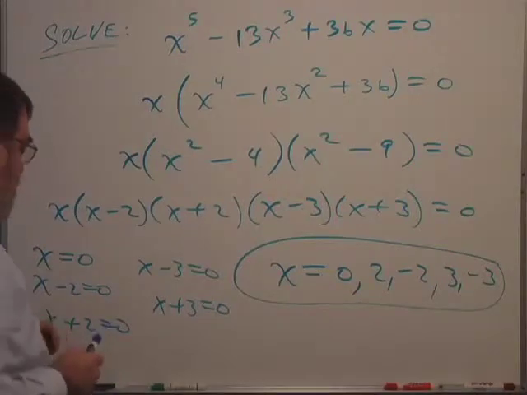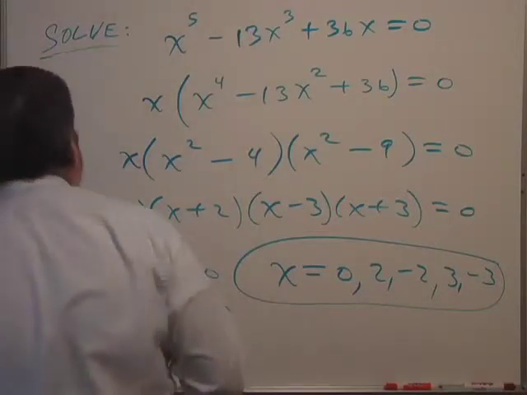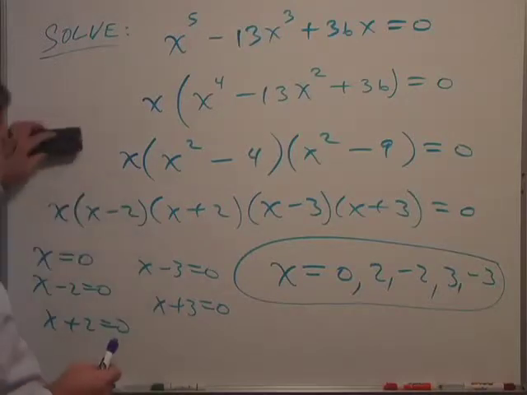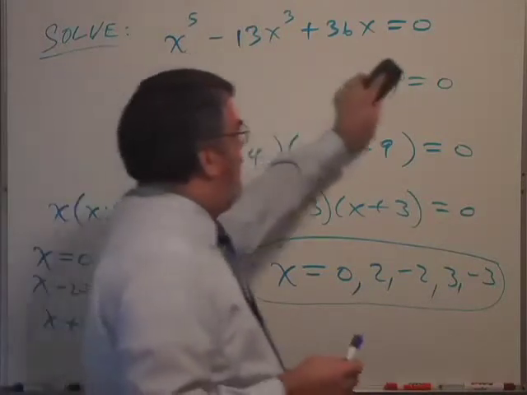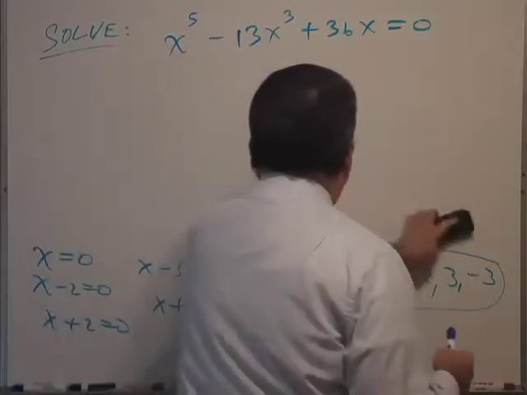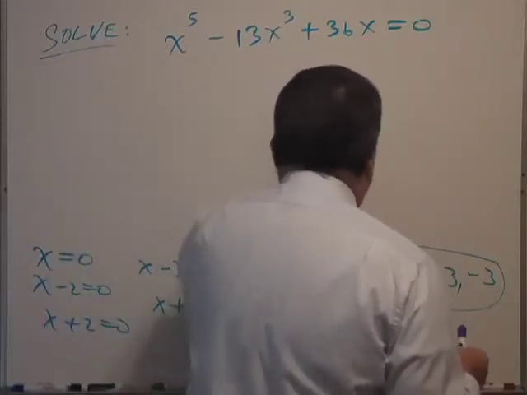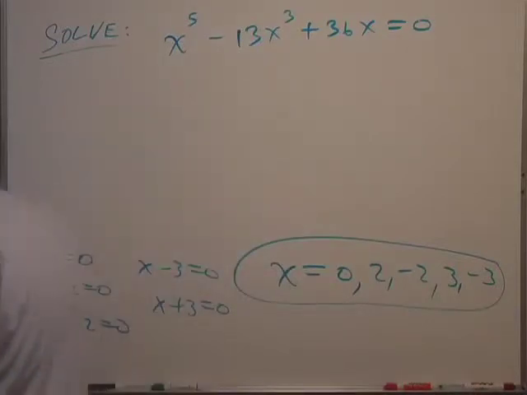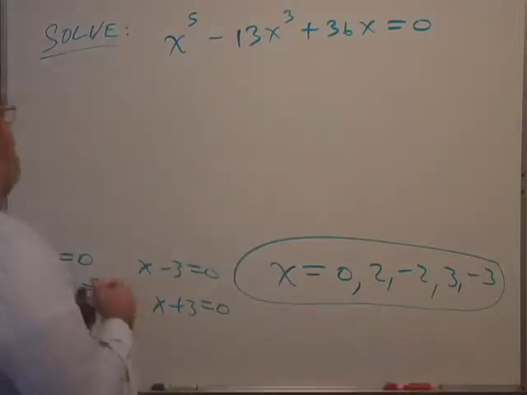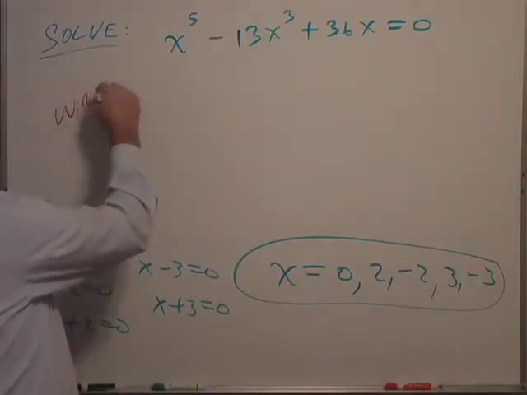All right, now before I go on to another problem, I want to point out one little feature here you want to avoid. So this would be a wrong thing to do. You always got to be careful when you divide by a variable. So let me put wrong up here.